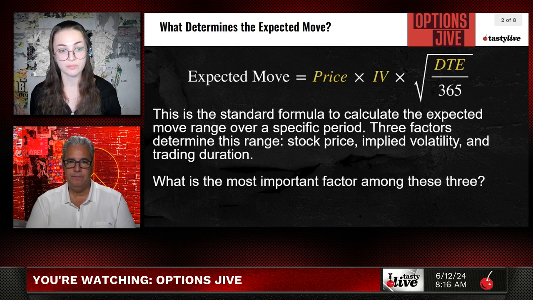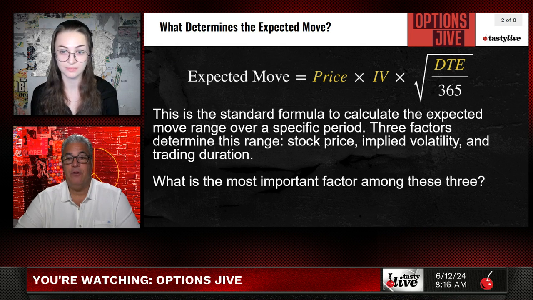We asked the question, what is the most important factor among these three? Do you have an opinion on this? When looking for expected move, it's got to be the implied volatility if that's what you're looking for. But price is always king. So I'm going to answer the question with implied volatility.